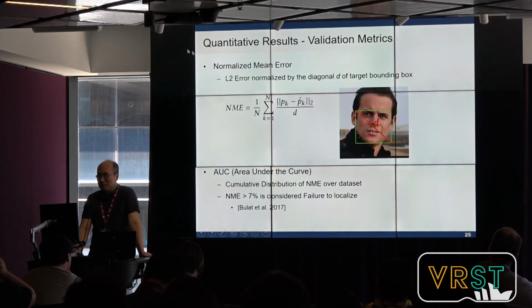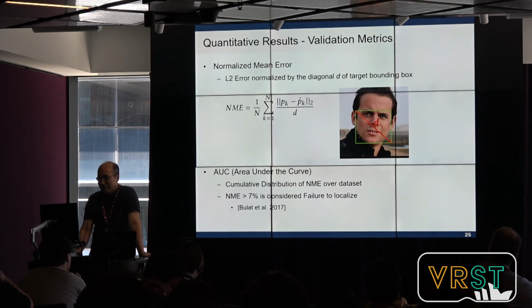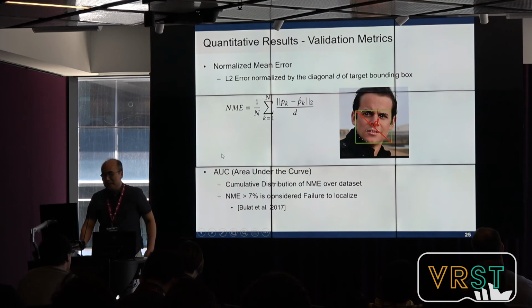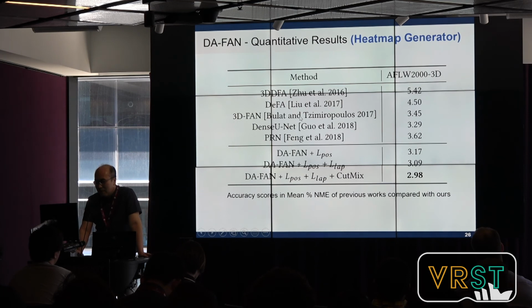Then I will also give you some quantitative results. For quantitative comparison, we use NME. NME is simply the L2 error of the landmark position, normalized by the bounding box size. And AUC is the area under the curve where we draw the cumulative distribution of NME. In this comparison, you can see that our technique is much better than all these previous techniques in terms of NME. And also you can see that these terms are effective to improve the accuracy.